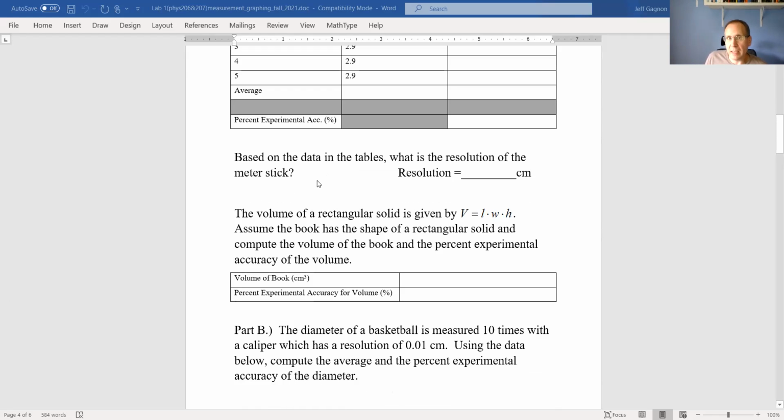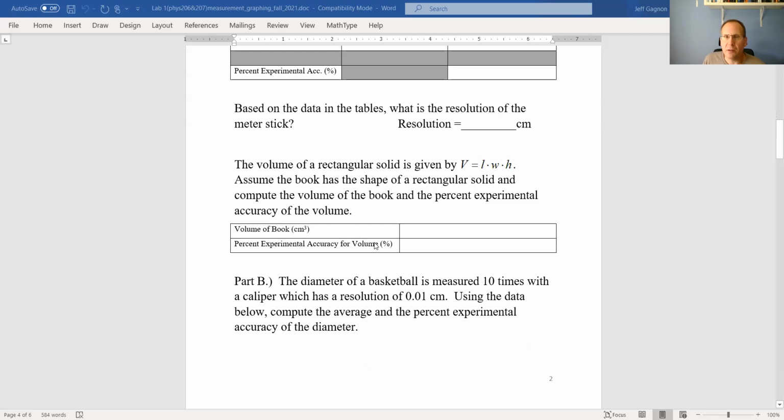This question asks, based on the data in the tables, what is the resolution of the meter stick? We talked a little bit about that. You should be able to come up with a resolution. Basically, it's the smallest length that could be measured using this instrument, and you can tell that just by looking at the numbers.